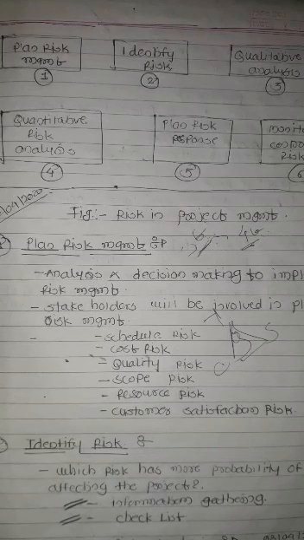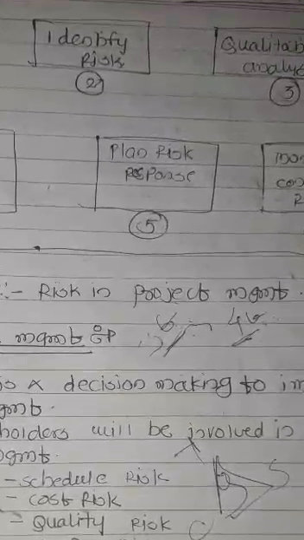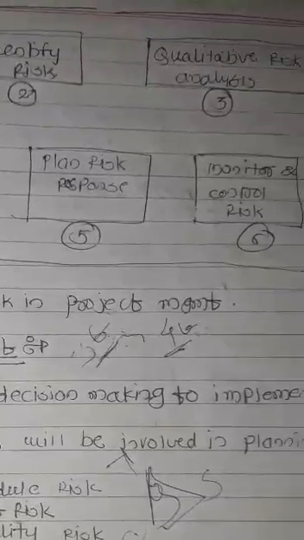Next is plan risk response. Plan risk response is the process to eliminate the threats before they happen. Two things are considered for risk response: first is positive risk, and second is negative risk. For positive risk, there are different response types: exploit, share, and enhance. Next is negative risk. For negative risk, we have avoid, transfer, mitigate, and finally accept.